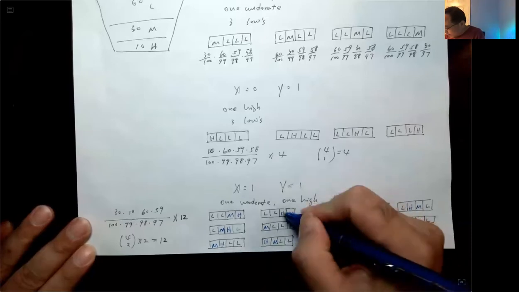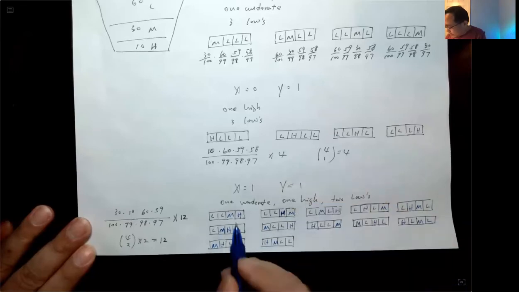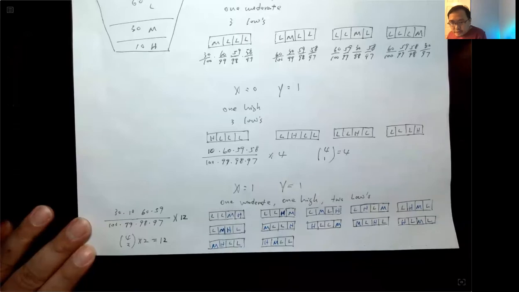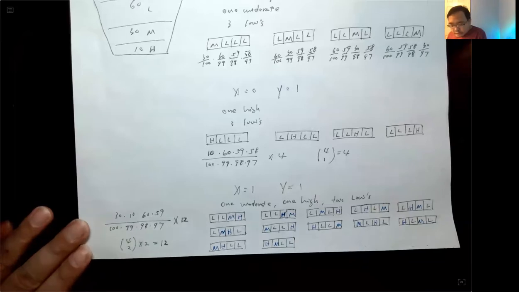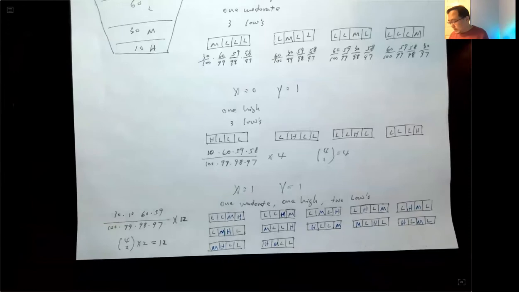Either MH or HM. So there are two ways to place M and H. So multiply them together, 4 choose 2 times 2 equals 12. That's how I figure out how many combinations there are, without drawing and explicitly showing all those combinations. But anyway, you can see that it could be tricky.